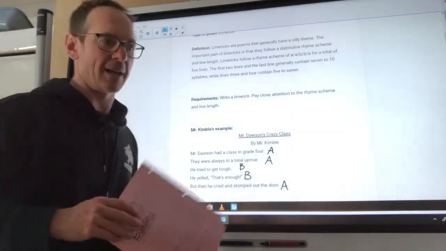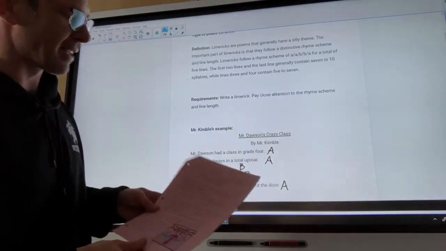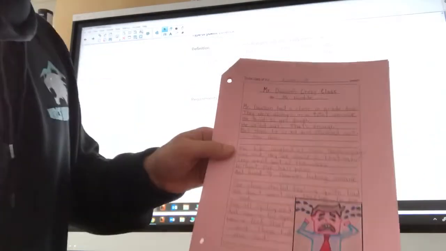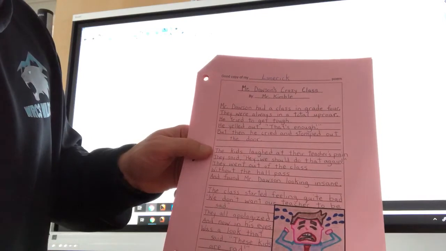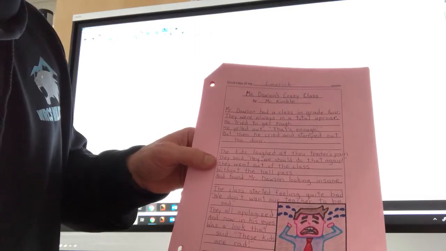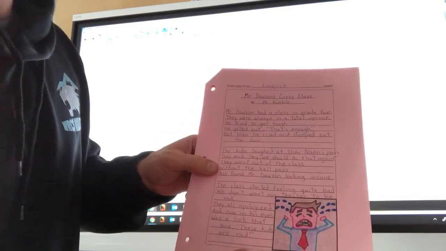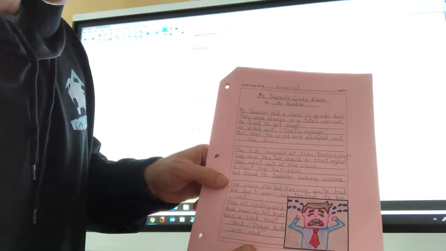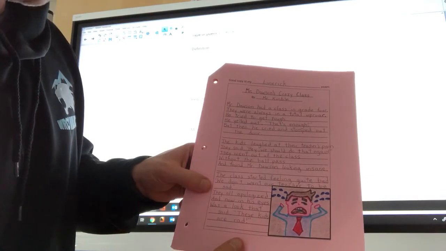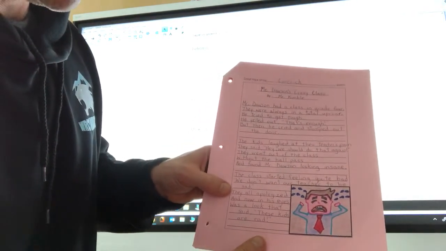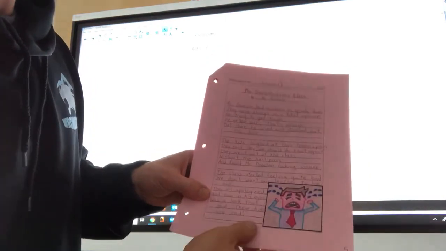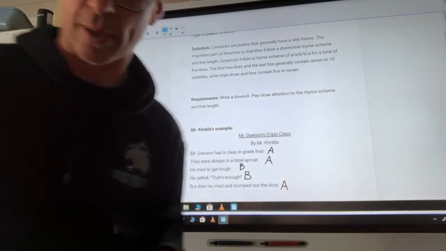When I did this poem, I actually got really inspired and decided to do even more parts to it. So that was the first part of it. The second part goes like this. The kids laughed at their teacher's pain. They said, "Hey, we should do that again." They went out of the class without the hall pass and found Mr. Dawson looking insane. The class started feeling quite bad. "We don't want our teacher to be sad." They all apologized, and now in his eyes was a look that said, "These kids are rad." And there's a picture of Mr. Dawson crying his eyes out. Not inspired by a real story, by the way.